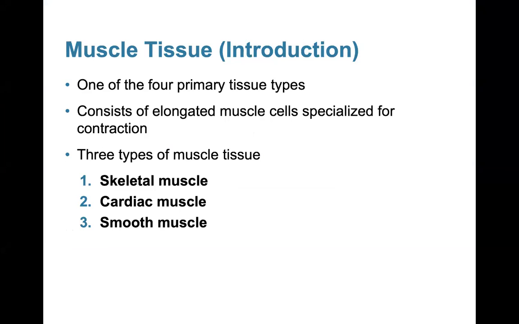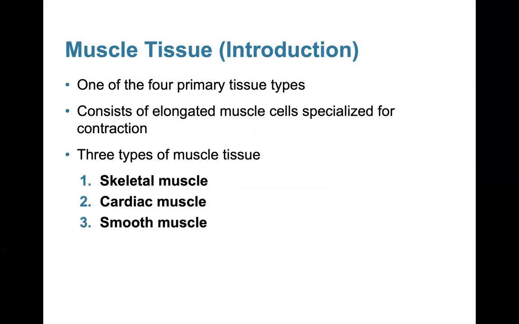Now, if you remember when we talked about tissues, this is one of the four primary tissue types. It consists of elongated muscle cells that are specialized for contraction. And this is unique in that this tissue will be stimulated and actually will contract.